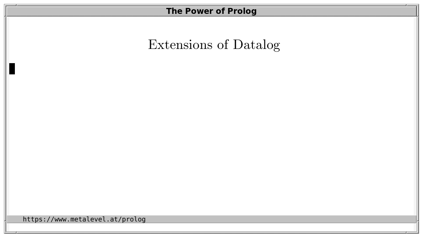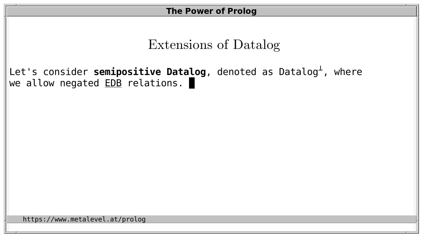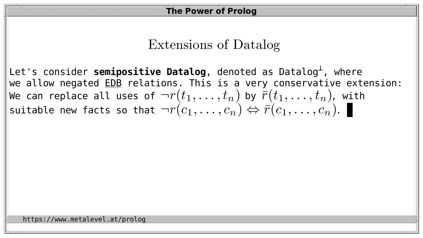And we can add extensions to Datalog to make it more expressive. For instance, let's consider semi-positive Datalog, where we allow negated EDB relations. So we can negate facts, but not rules. And that's a quite conservative extension, because we can easily simulate negated facts by adding additional facts as a new relation that holds for the negation of the given facts. So if we simply represent the database a bit differently. That's semi-positive Datalog, a very slight generalization of Datalog.